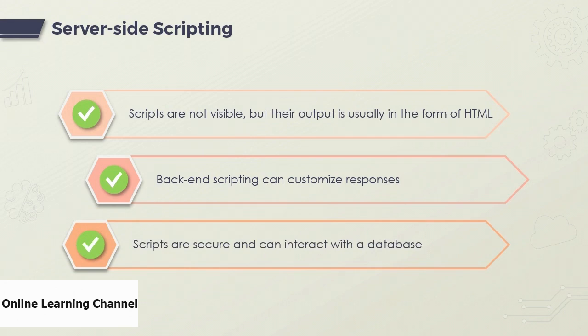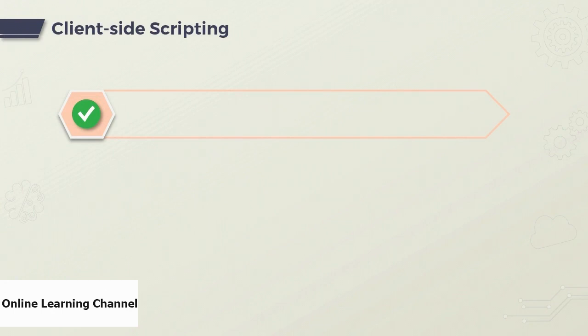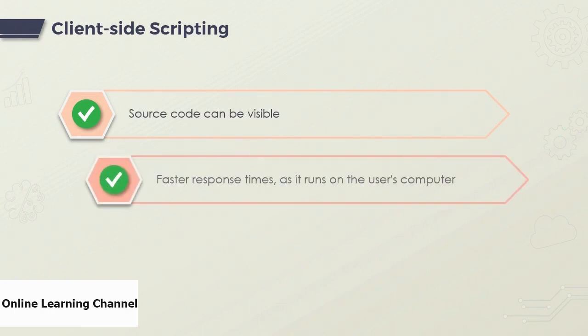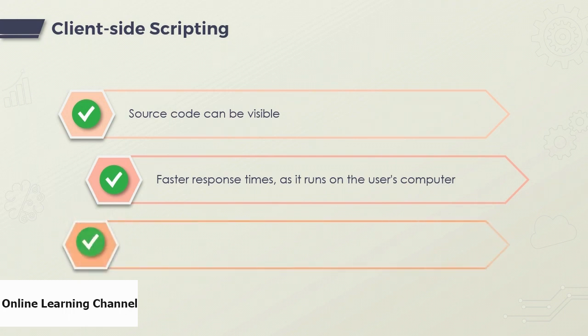Now, scripts are secure. They're secure in the fact that they're running on a server and they don't have direct public access. They also communicate or interact with databases so that we can customize the responses. Now, client-side scripting is not that secure. In fact, the source code can be visible. Now, we do have faster response times on the scripting on the client side because the client software, JavaScript mainly, runs on the user's computer. So it does not have to compete with anything except whatever the computer is running at the time.